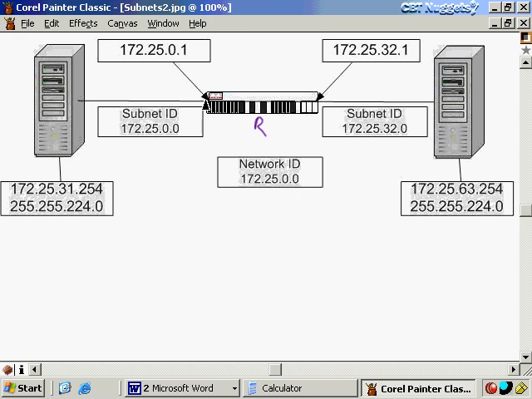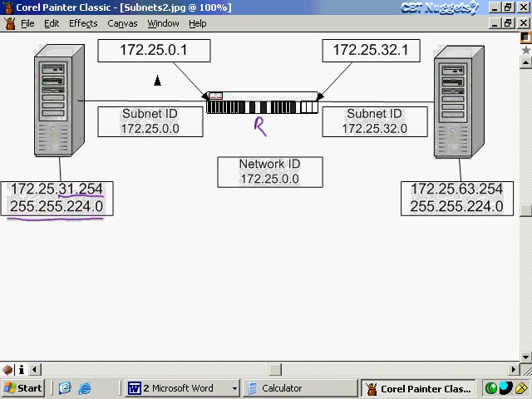Then also, I put the last available IP address within this subnet ID, which is 172.25.31.254 on the server right here. And this is our custom subnet mask, 255.255.224.0. So then I can fill in any address between 172.25.0.1 and 172.25.31.254. I can fill that in with any other host that I had on this subnet.